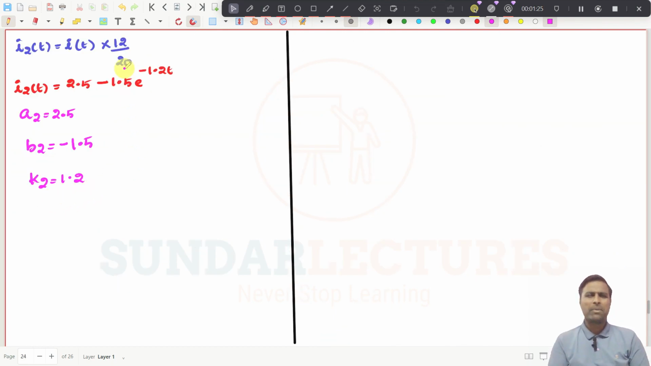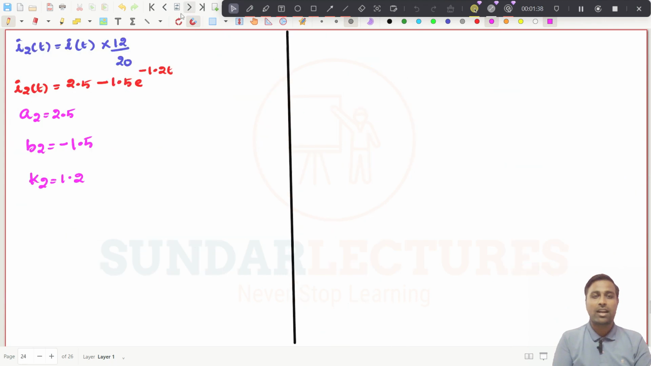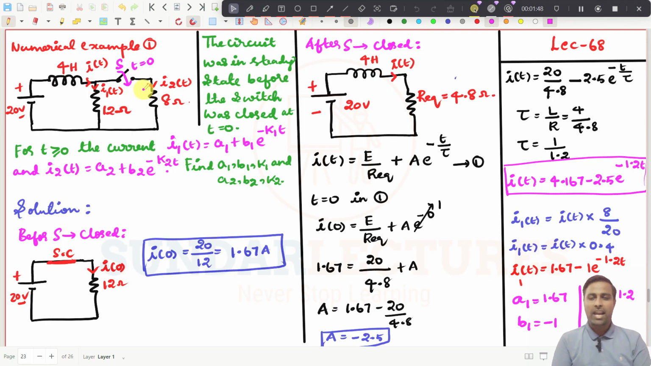Maybe they are asking you to find I1 of t and I2 of t with the parameters. If they are asking you, then you can conclude with this expression and then with this expression, right? So this is how you need to solve a problem related to this one. This is a resistor and inductor problem, and now we will take RLC. Let it be R, L, C, everything comes under this.